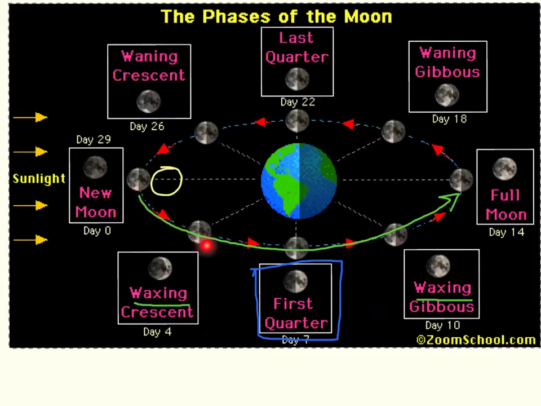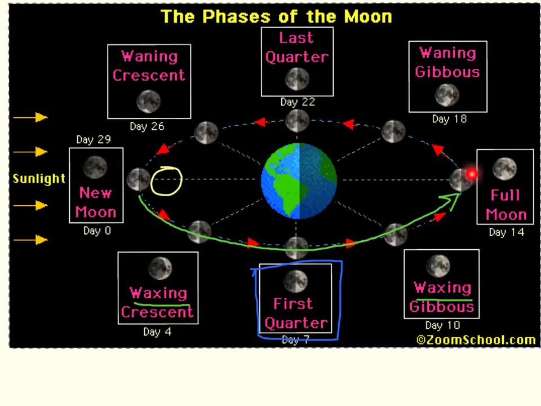Also on the waxing side of the moon cycle, we have a crescent moon. Notice here that the portion of the moon that's lit up is only a crescent shape. Because this portion is getting bigger, this crescent is a waxing crescent.